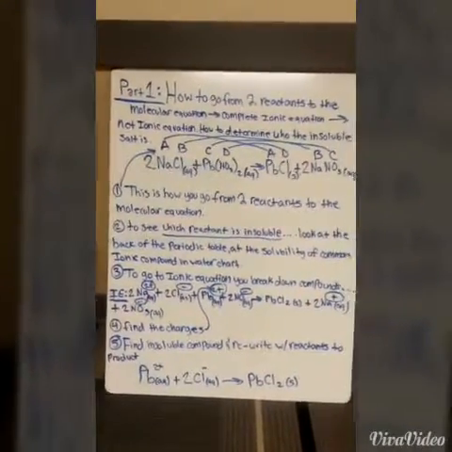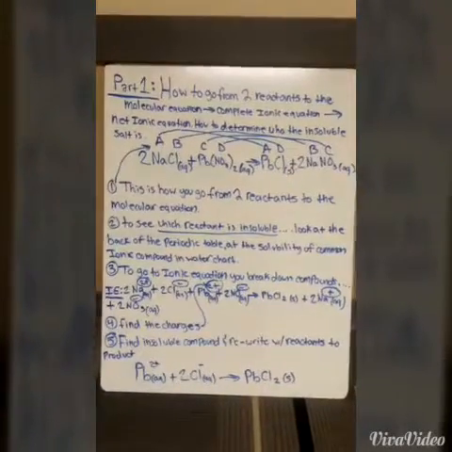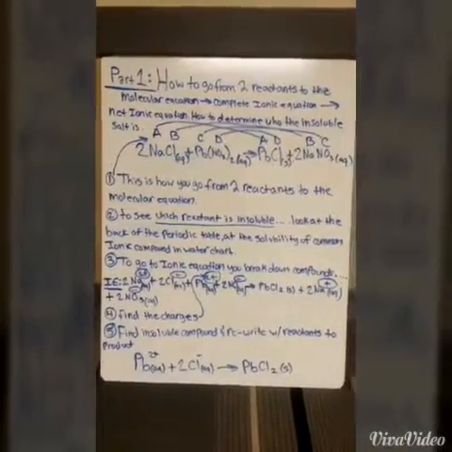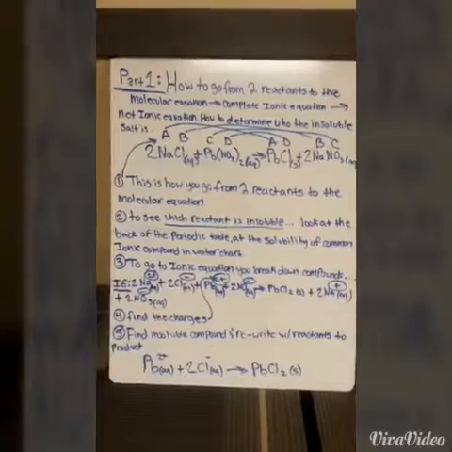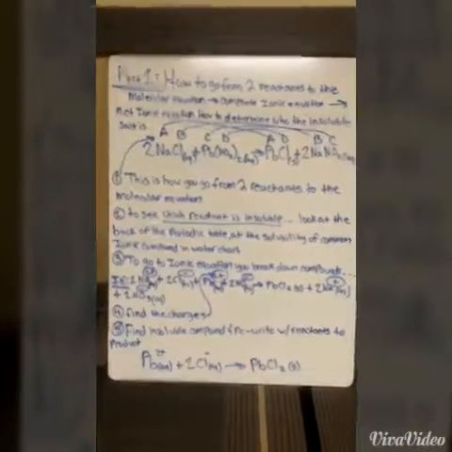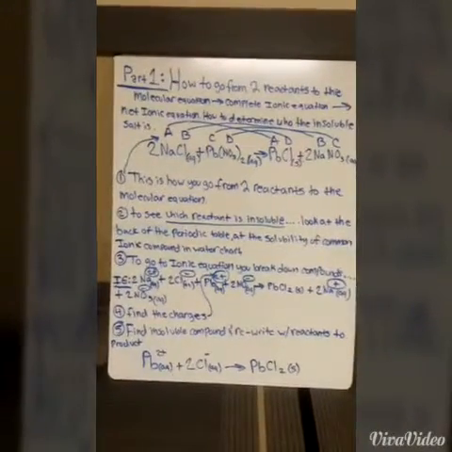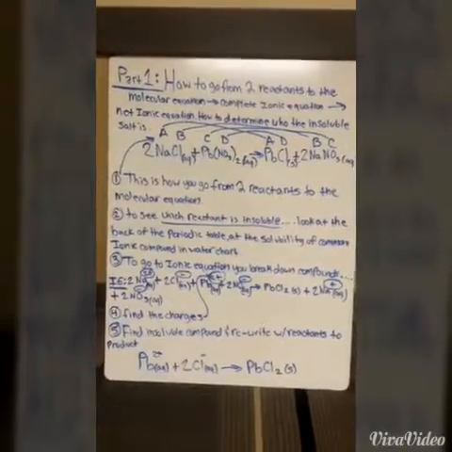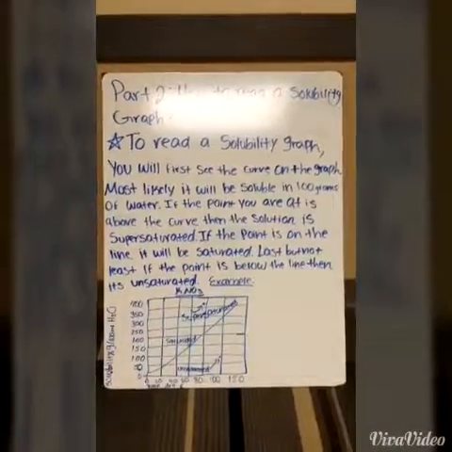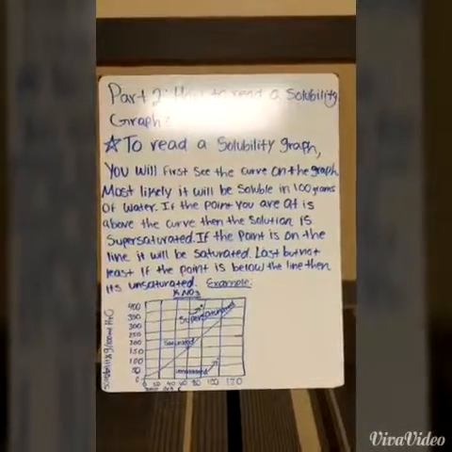ionic equation, you find the insoluble compound and rewrite with reactant to product. So it is PbCl. So then you do Pb plus 2Cl reacts to PbCl(s). So in part 2, you're going to learn how to read a solubility graph.